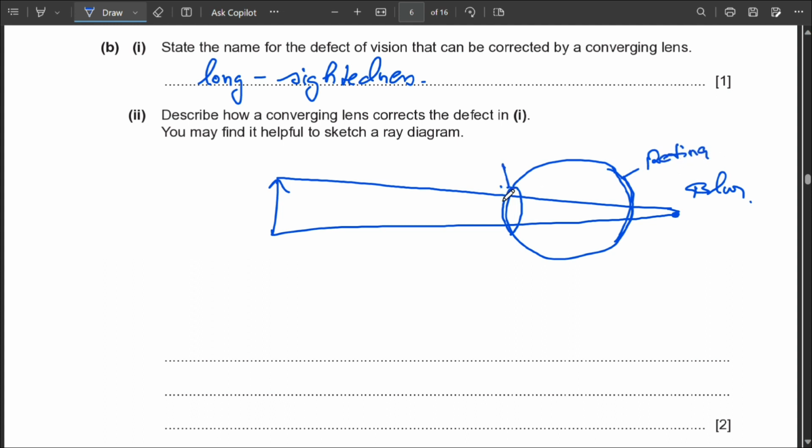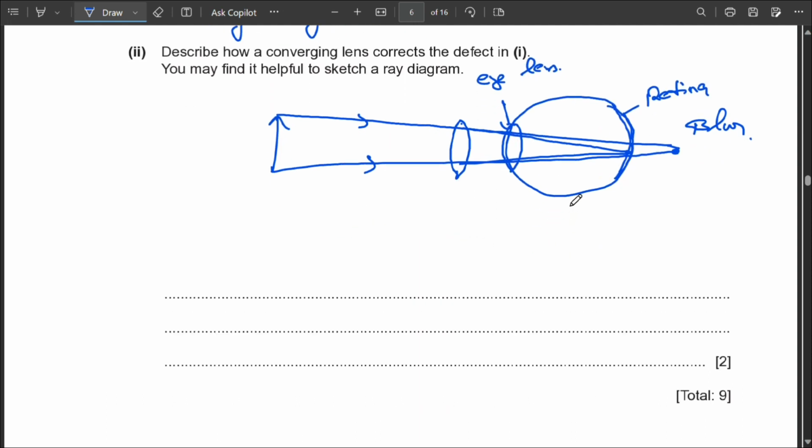This is your eye lens. Now if we put a converging lens over it, this lens will help these rays to converge better. So from here the converging takes place and the image is formed at the retina, and hence you can see the object. So this will be the labelled diagram.